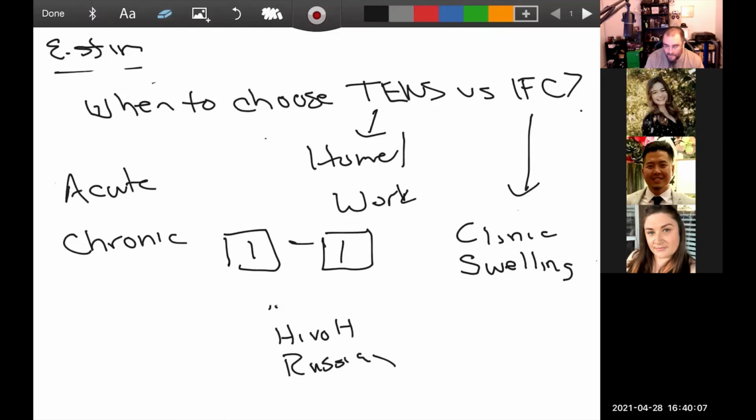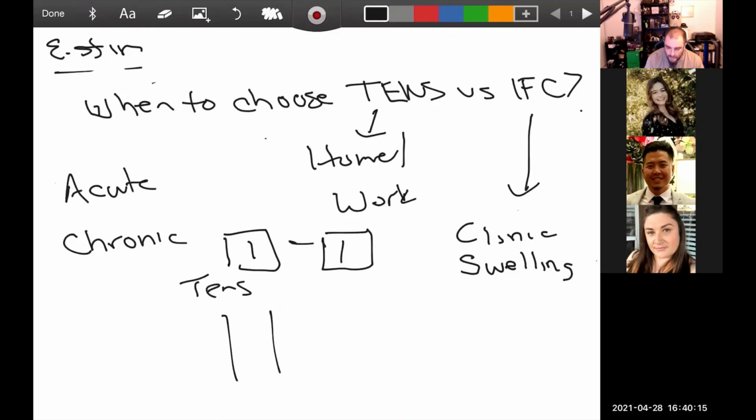If you have the 4 pads, if they form the eye, right? If they form the eye, that's TENS. If it's an X, that's IFC.